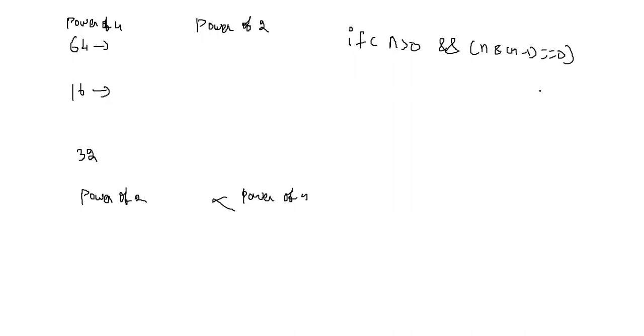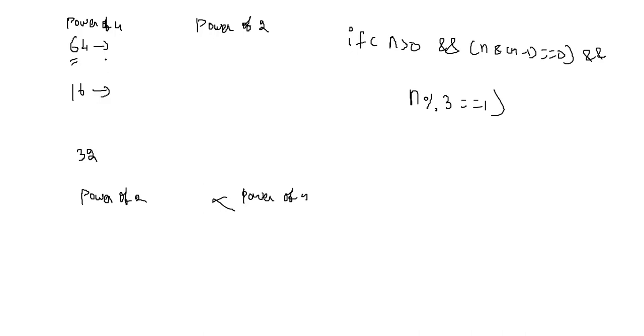For that we have one more condition: if n modulus 3 gives the remainder value as 1, then we can say that the number is a power of 4. Let's take input 64. 64 is greater than 0 and 64 is a power of 2. Fine. But I want to check whether it's a power of 4 or not. For that we check one more condition: 64 modulus 3, if my remainder is equal to 1, then I can say that 64 is a power of 4.